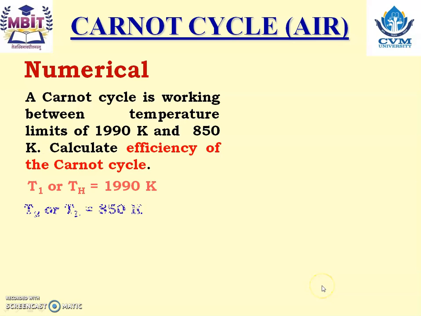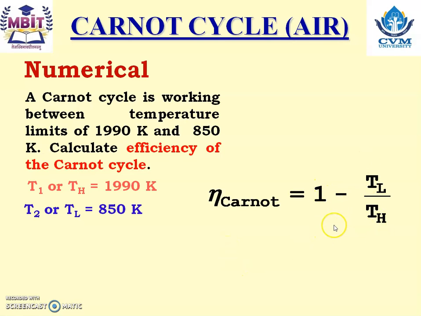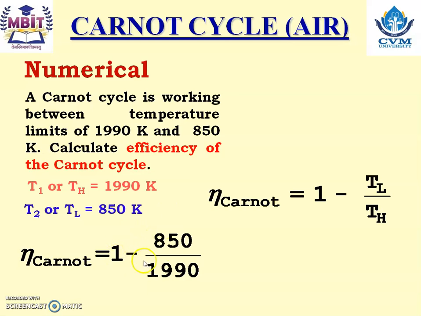Now let us calculate the efficiency. What is the equation to calculate the efficiency of Carnot cycle? Yes, that is 1 minus TL by TH. So the equation is 1 minus 850 divided by 1990. So the answer is 57.29% is the efficiency of Carnot cycle.